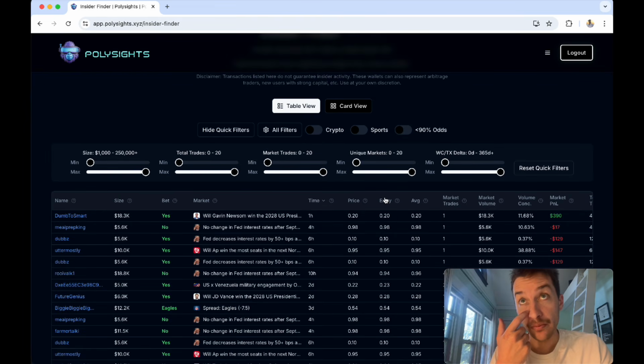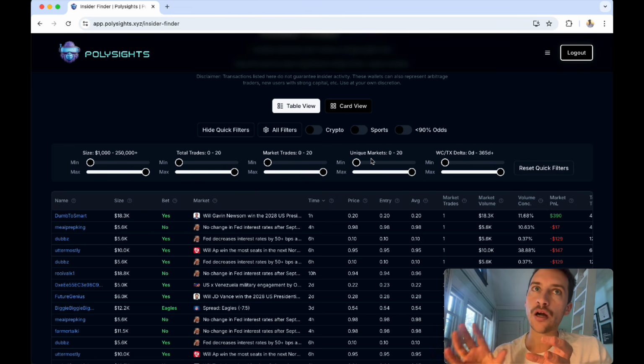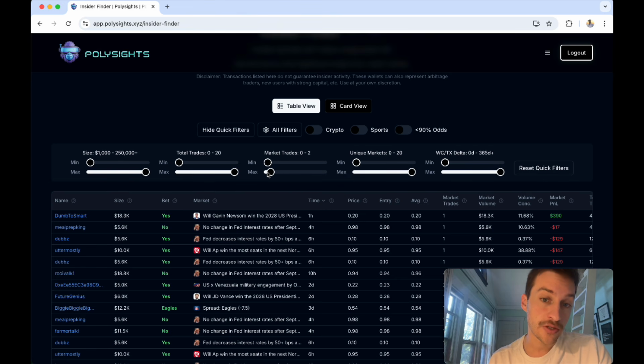Unique markets and market trades. Unique markets I'm not going to touch because that's essentially, hey, will Mr. Beast raise 40 million, 41 million, 42? All of that are unique markets, whereas the overall market would just be how much money will Mr. Beast raise, if that makes sense.